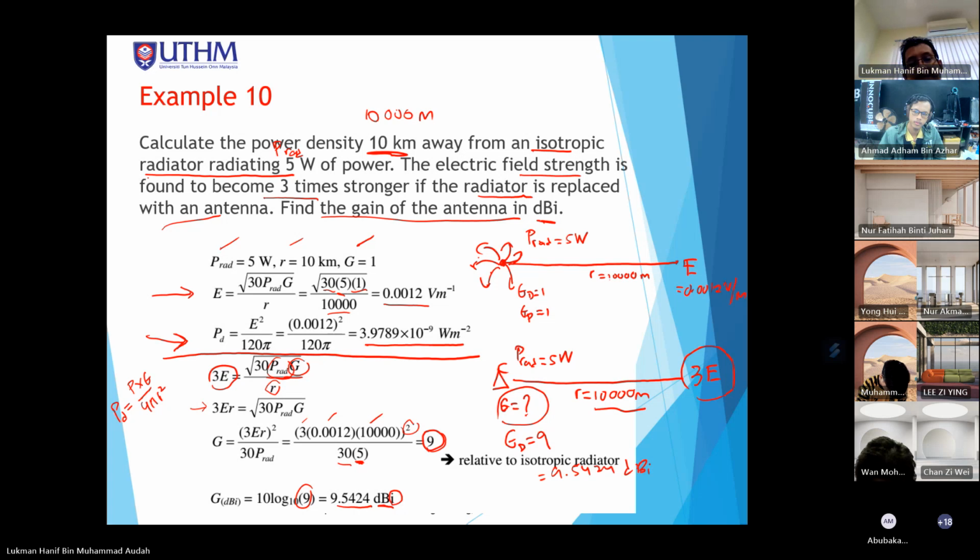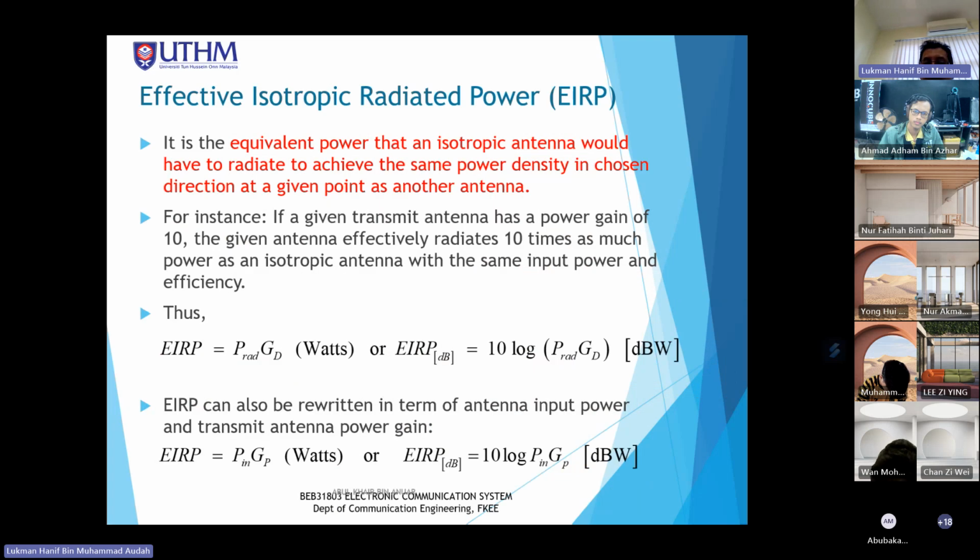Okay, and then what? Let's do another example. Another example is later. Example 11 is later, after this. So the next parameter is EIRP.